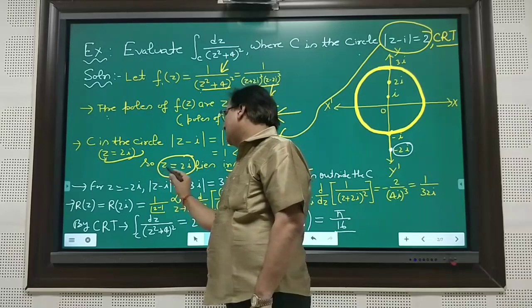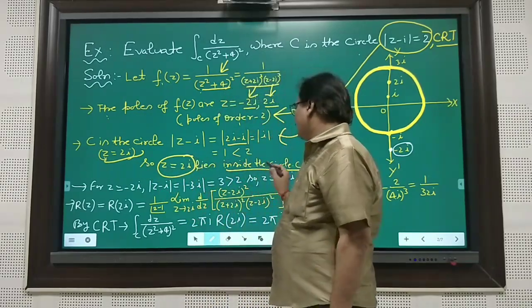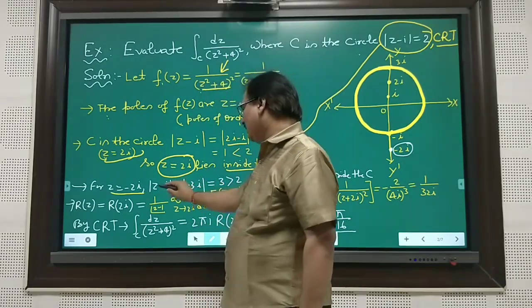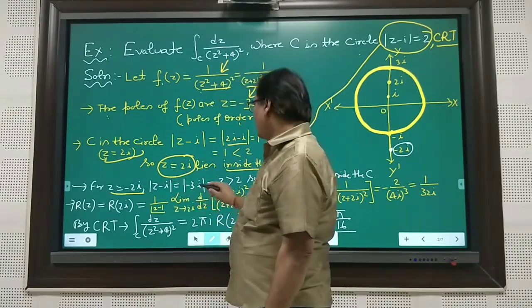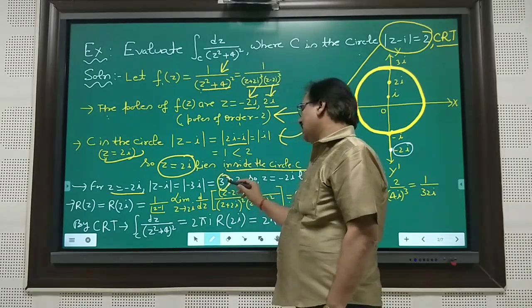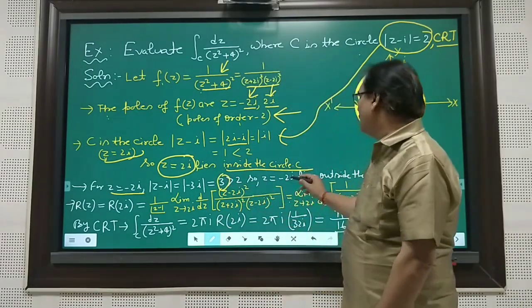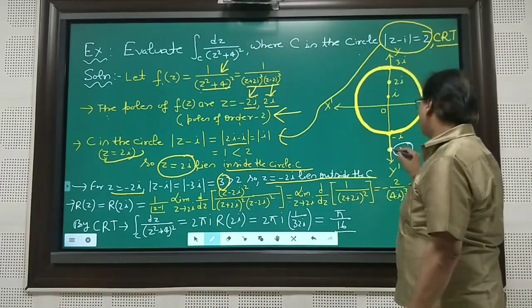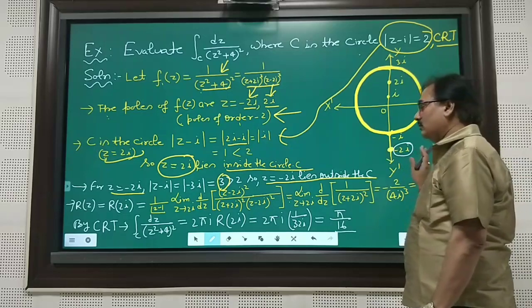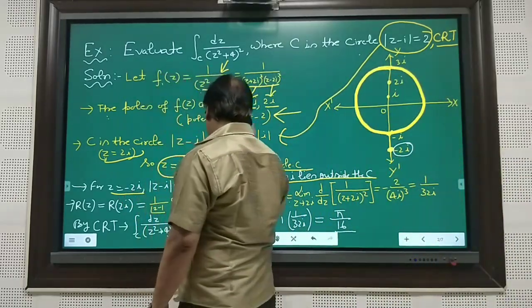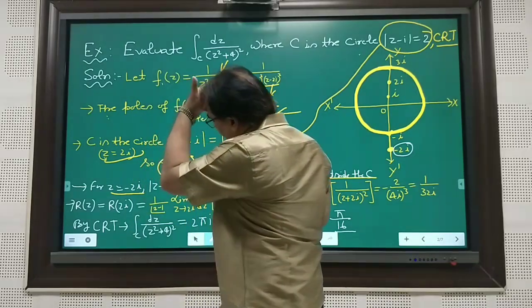Now let us consider z = −2i and put it here, and you will get −2i − i is −3i. The modulus of −3i means 3, and 3 is obviously greater than 2. So z = −2i lies outside the circle C. Now we need the residue R(z) at 2i, which is a pole of second order.